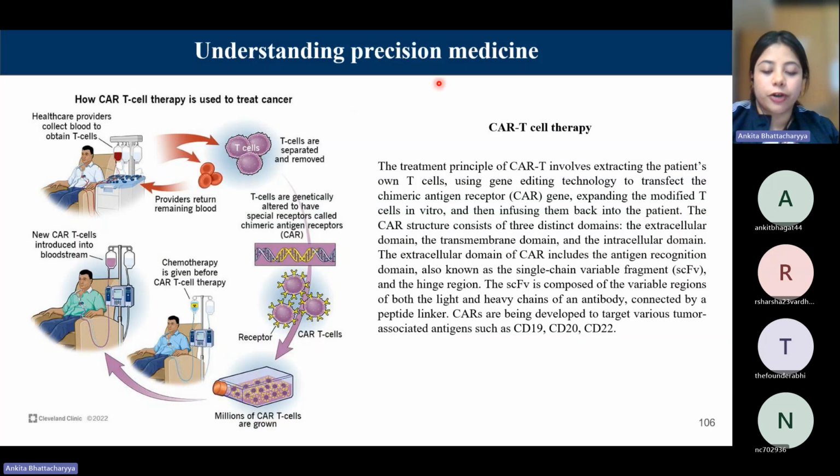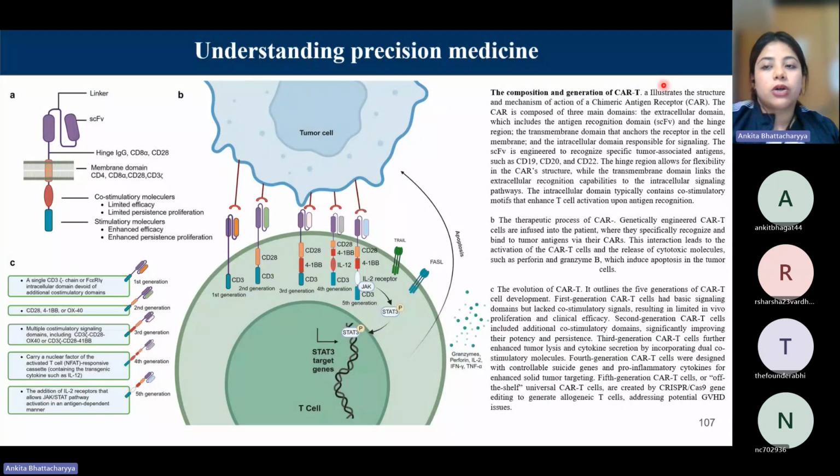So that is exactly what forms the outer region or the extracellular domain of the chimeric antigen receptor. So this, shown in purple, replicates the two variable regions of the heavy and light chain. Along with that, you have a hinge region. Hinge region is necessary for movement or for flexibility of the entire chimeric antigen receptor.